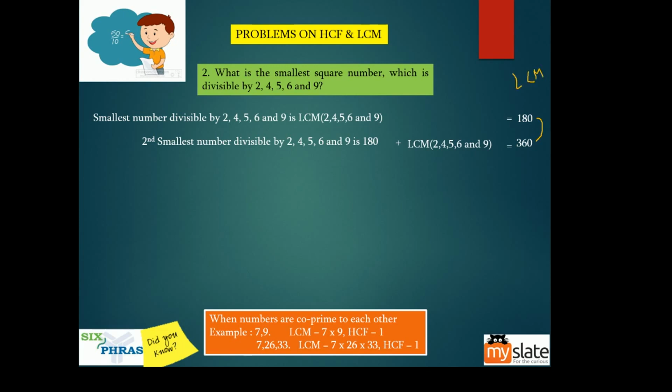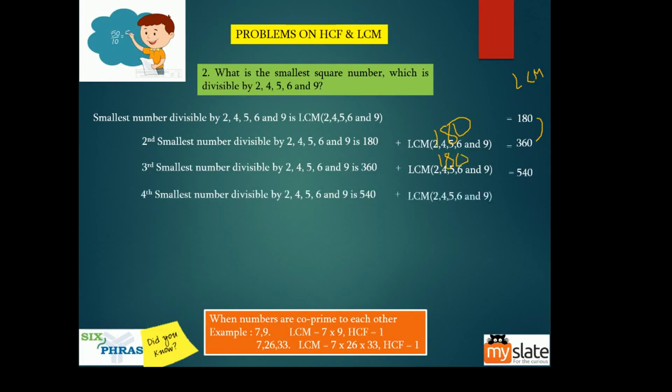What is the next number? It is 360 plus 180, which is 540. So the third smallest number will be equal to 540. So this is 180, right? So 180 plus 180 will give you 360. Now 360 plus 180 will give you 540. Fourth smallest number is 720.